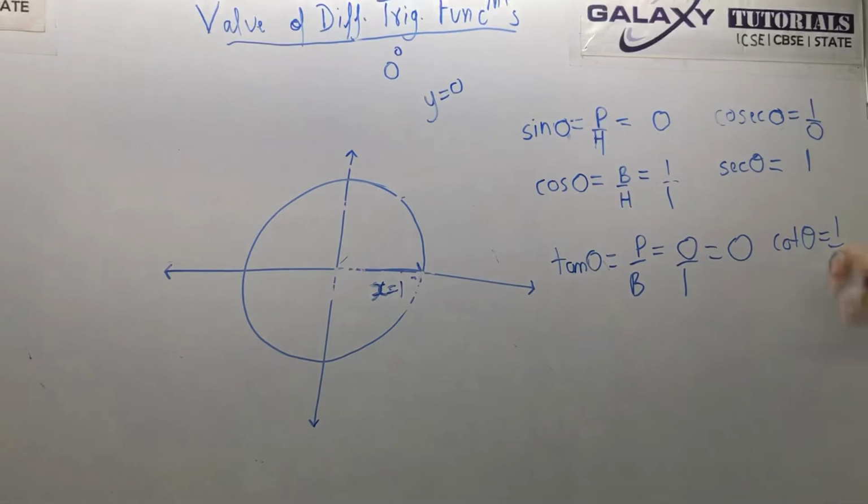You all must already know 1 upon 0 is what? Not defined. You will not write 0 here. This is not defined.